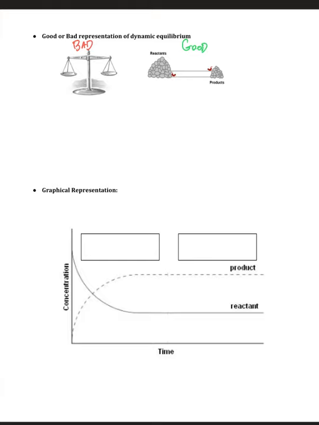And the main reason why this would be a bad representation is because equilibrium does not mean that the reactants equal your products. And that's what this is showing. It's showing that if this were the reactants and this were the products, that they are the same amount. That is not what equilibrium is, and that's the biggest misconception of equilibrium. What equilibrium is that the forward and reverse reactions are occurring at the same rate.